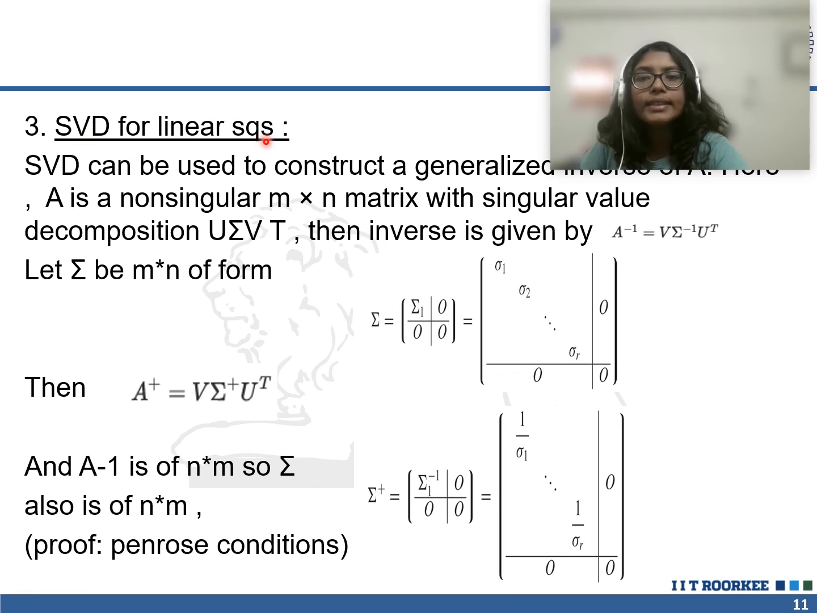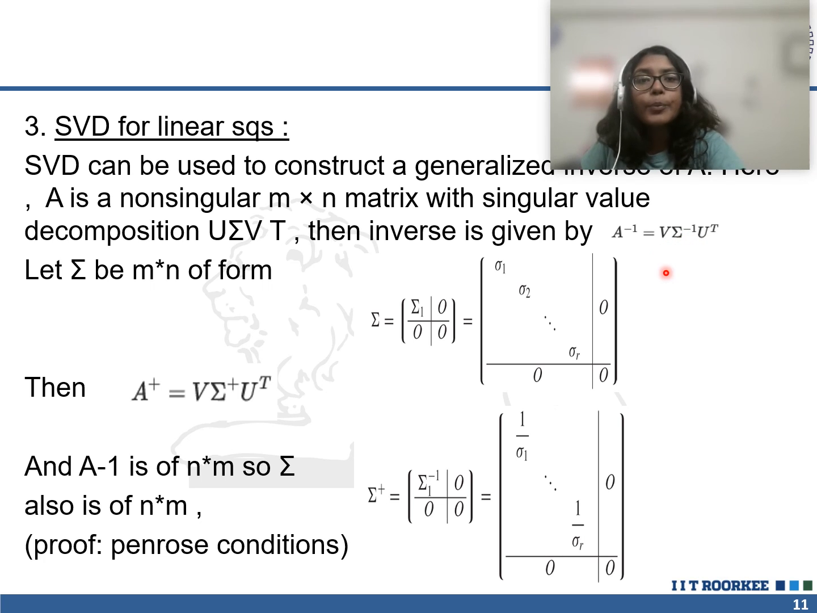There is also SVD for least squares. SVD is singular value decomposition. SVD can be used to construct a generalized inverse of A. Here A is an M into N matrix with a singular value decomposition. You decompose A into U sigma V transpose, where A is of order M into N, U is of order M into M, sigma is of order M into N, and V transpose is of order N into N. Then the inverse of A is said to be V sigma inverse U transpose.